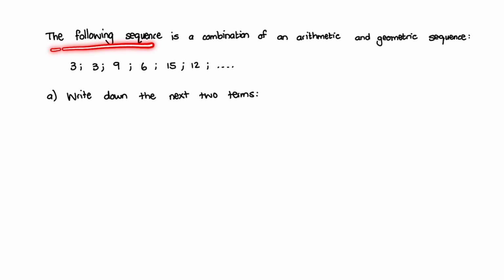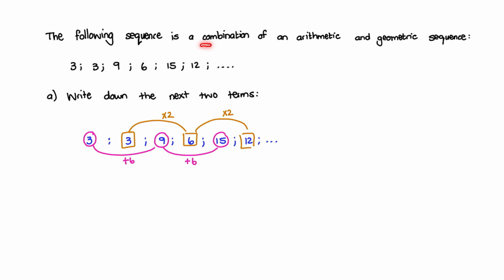The following sequence is a combination of an arithmetic and geometric sequence. So we have 3, 3, 9, 6, 15, 12, and that pattern continues. Write down the next two terms. In the information, they tell us that this is a combination of arithmetic and geometric. So our job is to find out which parts are arithmetic and which parts are geometric.